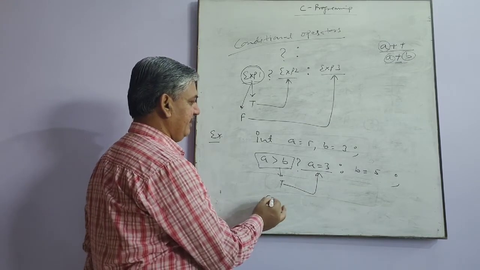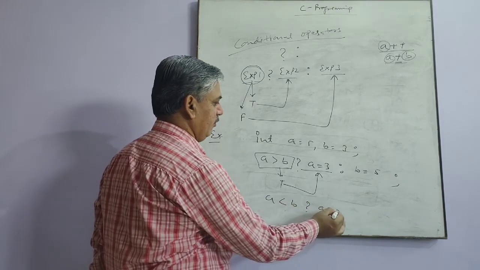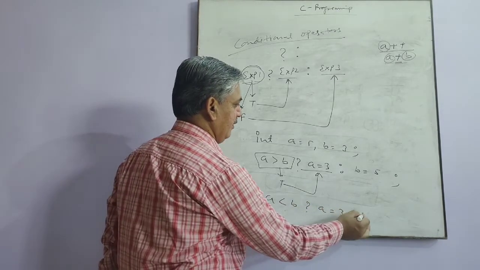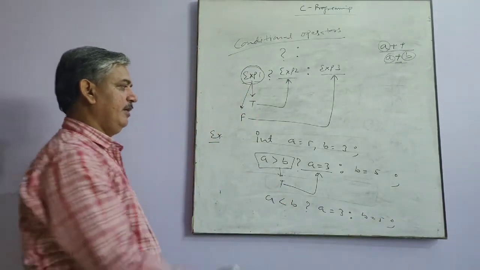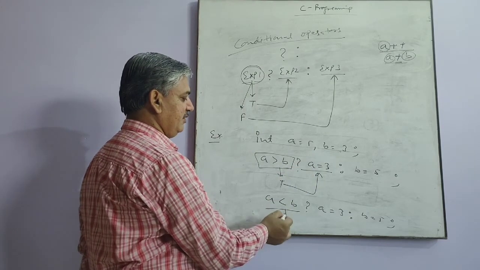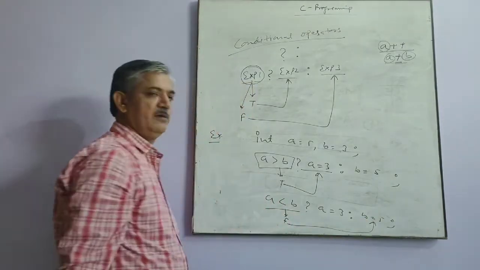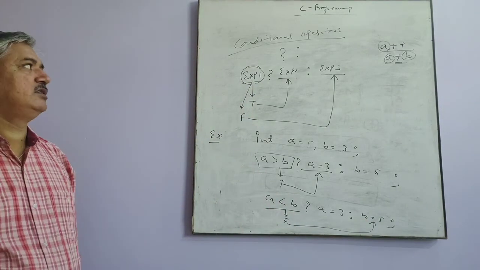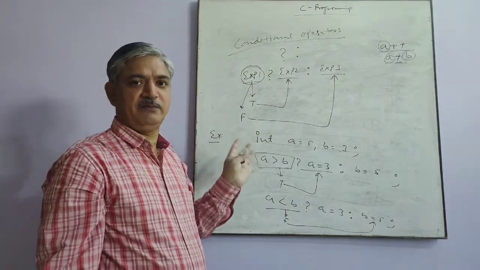Similarly, when I write this a less than b, a equals 3, b equals 5. Here a is 5, b is 3. So a less than b. The result of this expression is false. False means execute this part. Clear? So this is the conditional operator. Clear?